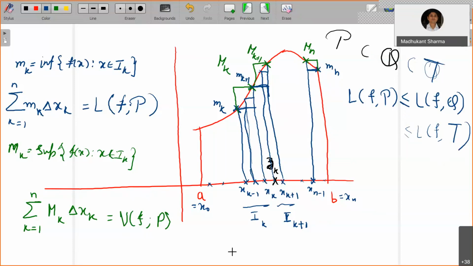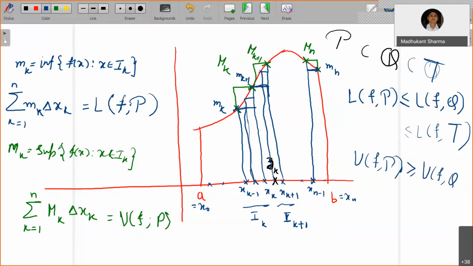Then we will apply the monotone convergence theorem. This sequence L(f,P) will converge and U(f,P) will also converge, because the monotone convergence theorem tells you a monotone sequence is convergent if and only if it is bounded. So if we show that the L(f,P) sequence is bounded, it converges. If this sequence is bounded, it converges. For the upper sum, U(f,P) can be shown to be greater than or equal to U(f,Q).